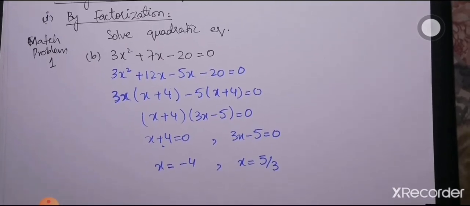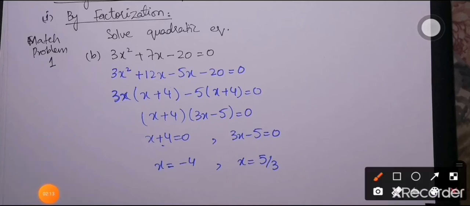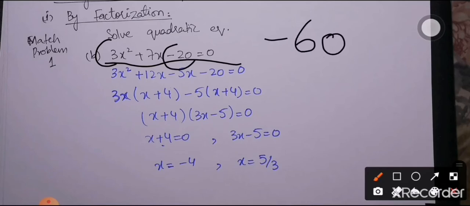You may go through example 1 easily, which is already solved in the book. So we have the match problem 1 part B that we are going to solve. We have the quadratic equation 3x square plus 7x minus 20 is equal to 0. As you can see we have 3 terms, so we will go for midterm breaking. For midterm breaking we have to multiply the first and last coefficient. Now 3 into minus 20 is minus 60. Now we will try to find such factors of minus 60 whose addition gives 7.